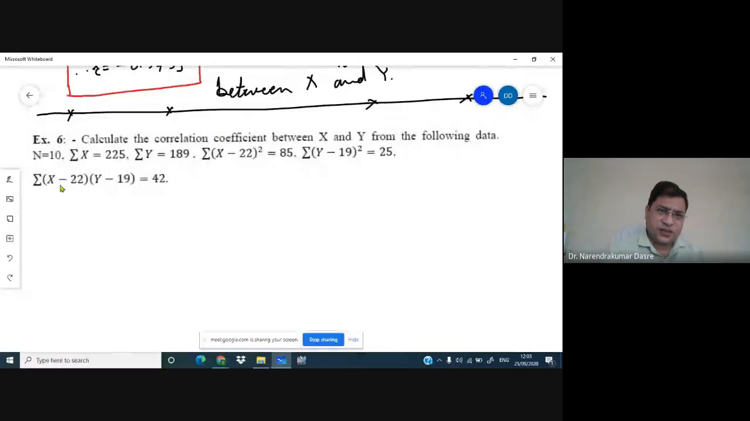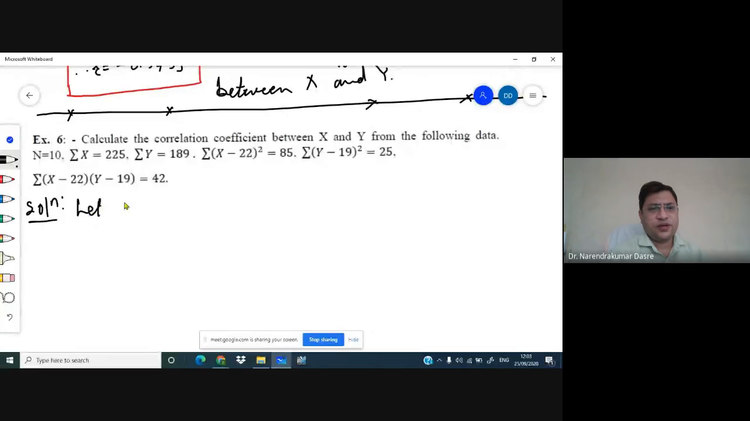So we have example 6 now. Calculate the correlation coefficient between x and y from the following data, which is very similar to the previous example. Okay, so let's go with the solution. So what we have here, let n is equal to 10.